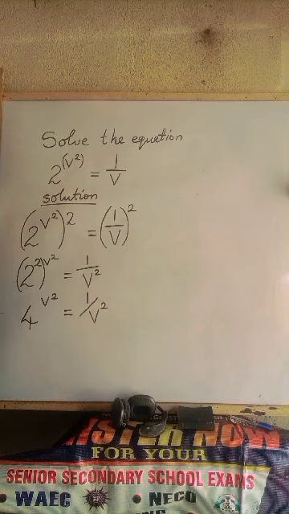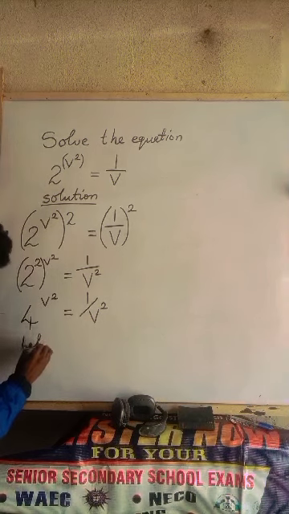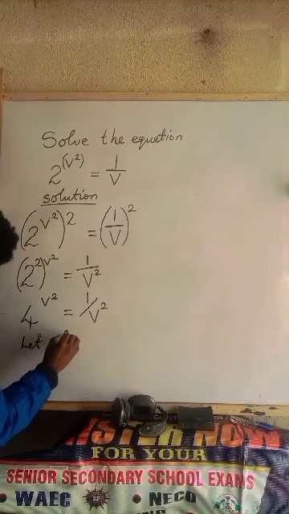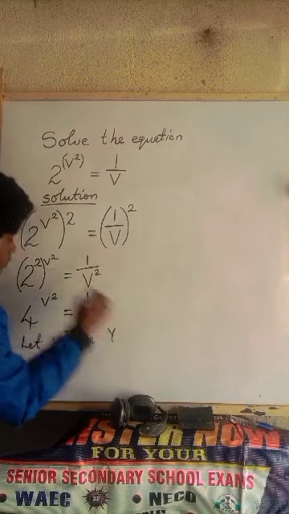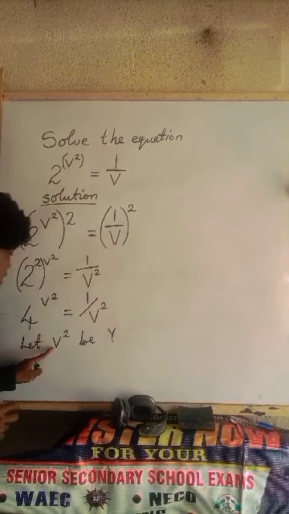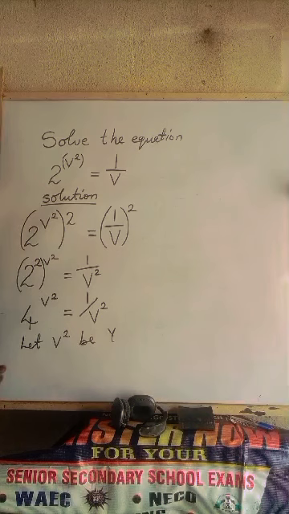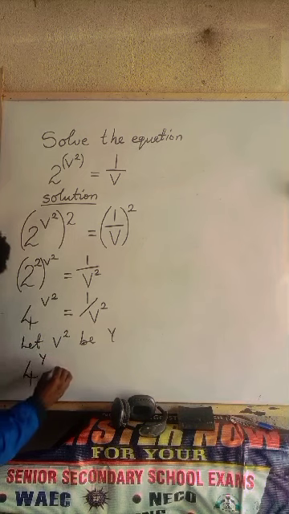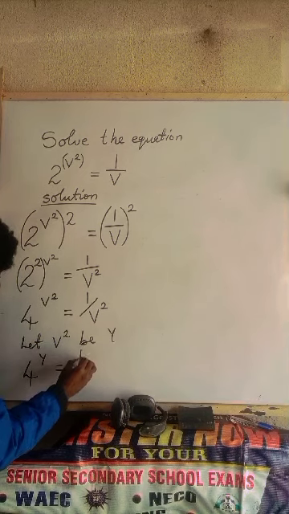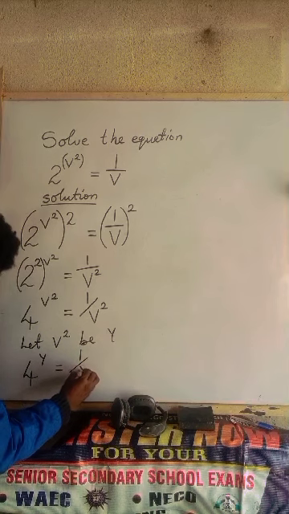Okay? Now, the next thing that I will do is make an assumption. Let v squared be y. Meaning that wherever I see v squared, I will substitute it with y, which is 4^y = 1/y.